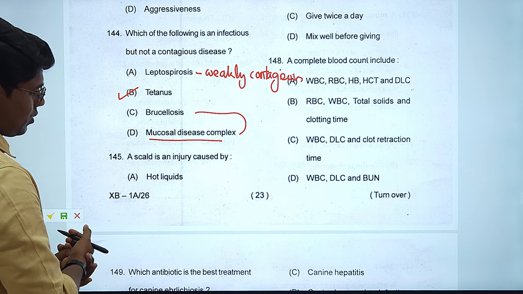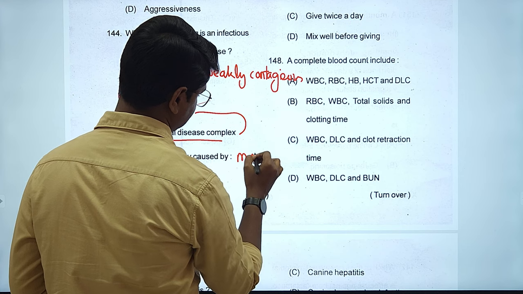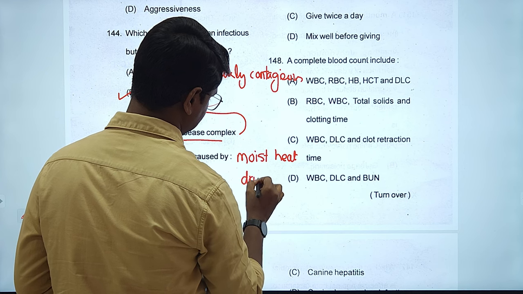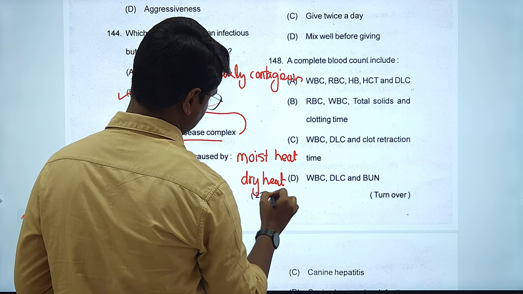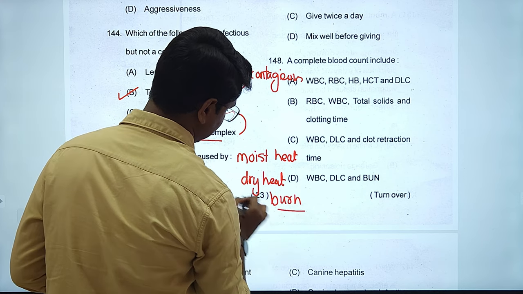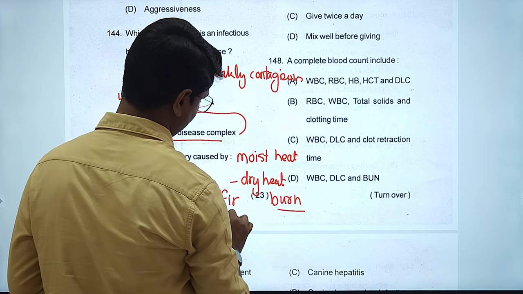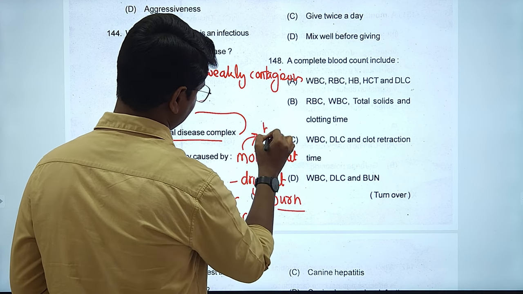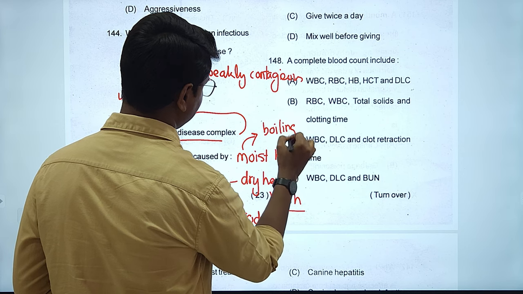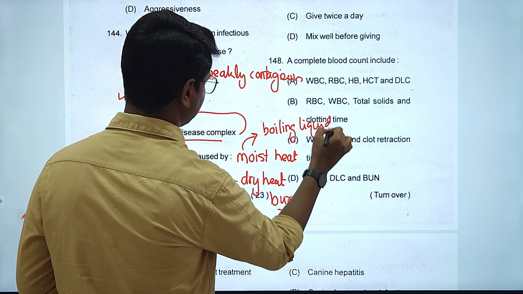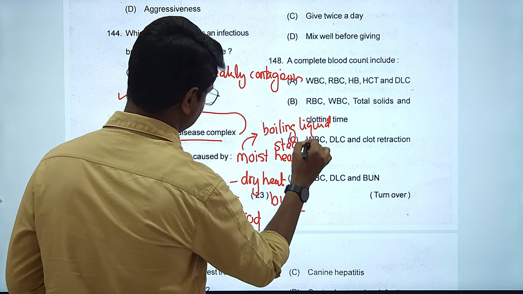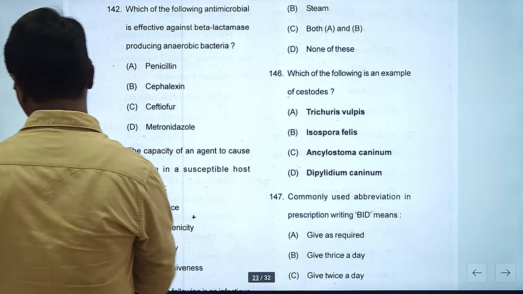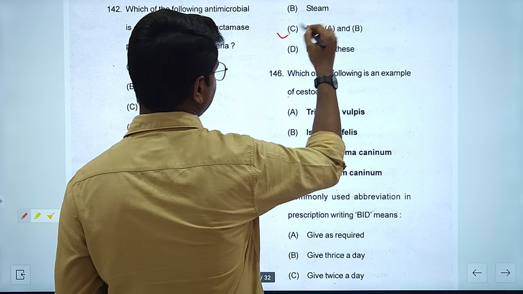A scald is an injury caused by moist heat. The injury caused by dry heat is known as a burn. Dry heat means fire, hot rod. Moist heat is boiling water or any boiling liquid, steam; these are examples of moist heat. So hot liquids, and steam also gives scalding. So the answer is both A and B.